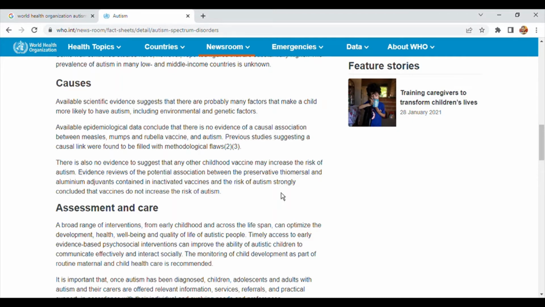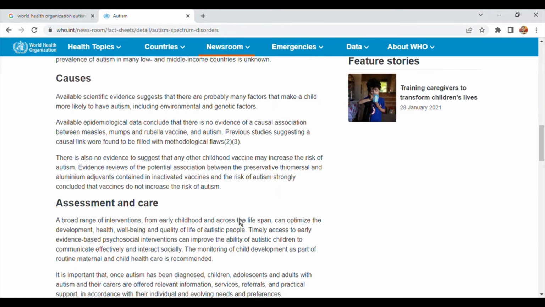Assessment and care should be taken for autistic children. A broad range of interventions from early childhood and across the lifespan can optimize the development, health, well-being and quality of life of autistic people. Timely access to early evidence-based psychological interventions, like detection of autism at a very young age, can improve the ability of autistic children to communicate effectively and interact socially.